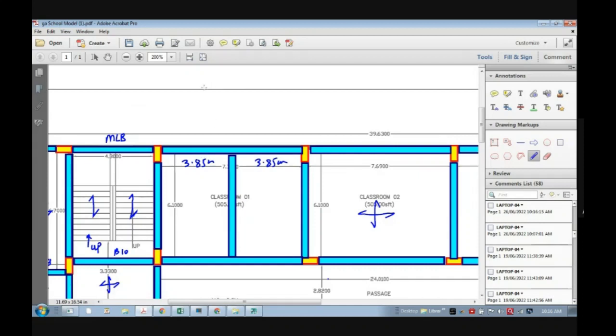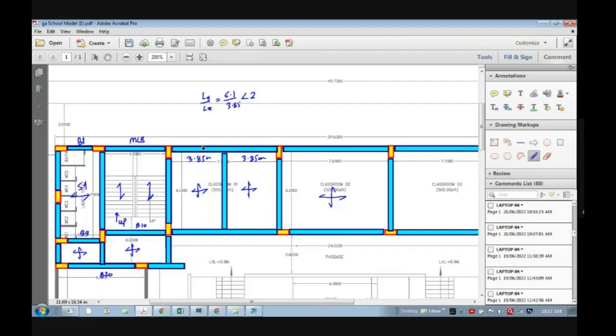Now, what is the Ly by Lx? It is 6.1 divided by 3.85. How much does it come to? Will it be less than 2? Yes, sir. Yeah, it is less than 2. Still it is less than 2. So it will be two-way again, right? So let's say for study purposes, we will consider both the cases.